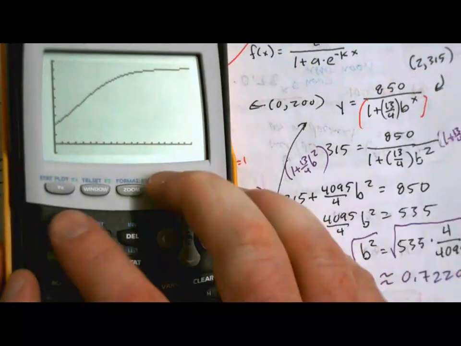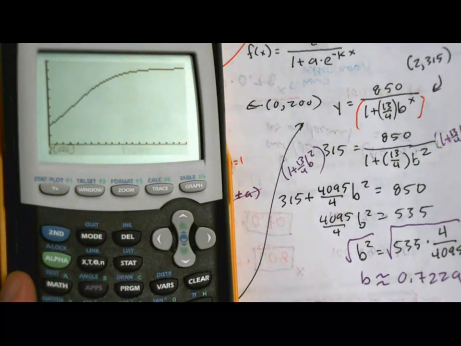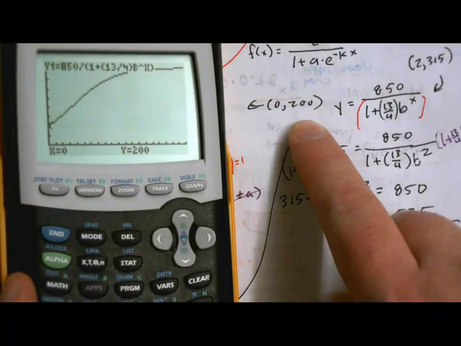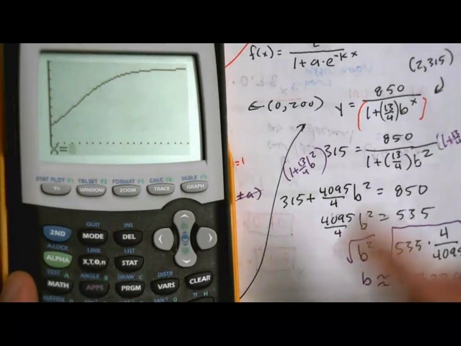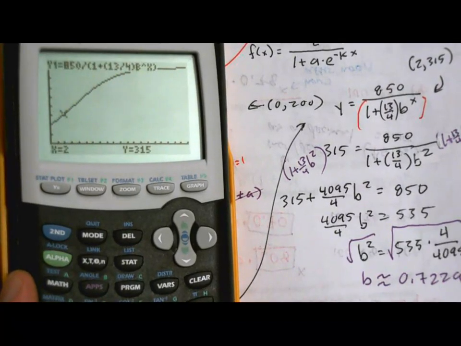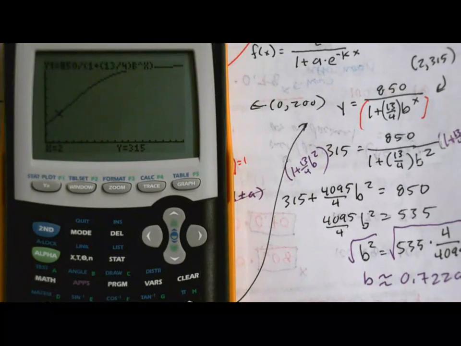So if I tell my calculator I want an x value of 0, it's giving me back 200. That makes me feel great. This one is really going to be my confidence booster. I give it 2. It tells me, oh, 315. Nice. All right, so we've matched all the pieces.